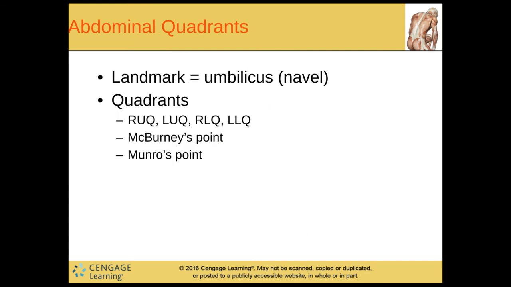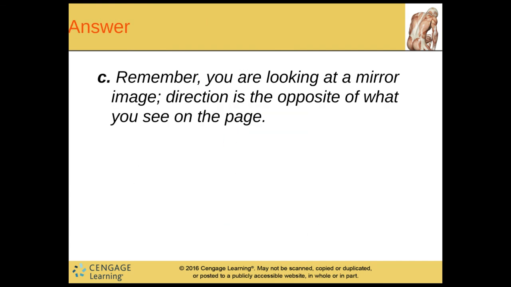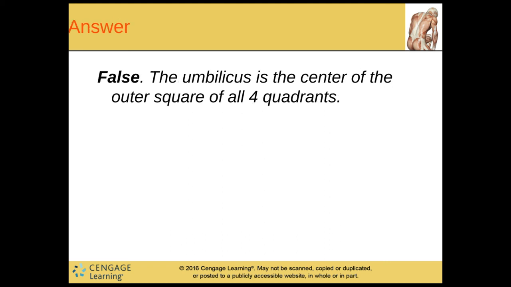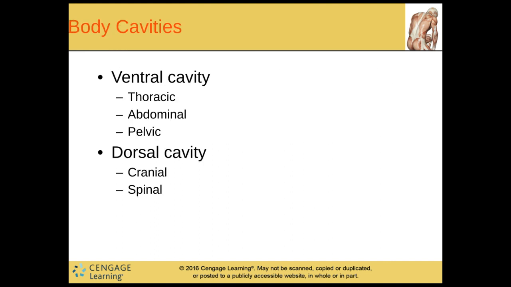Okay, so let's go forward and see if I'm right. Good. So remember, you're looking at a mirror image, so the direction is the opposite of what you see on the page. Good job. Okay, true or false? McBurney's point is the landmark for the 4 abdominal quadrants. What do you guys think? True or false? That's false. It's the umbilicus, or your belly button, or your navel. That's the center of the outer square of all 4 quadrants. Good job.